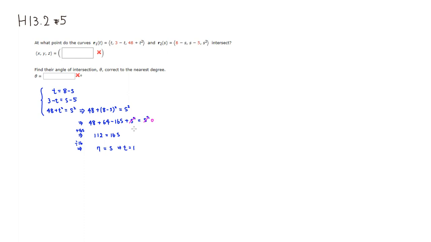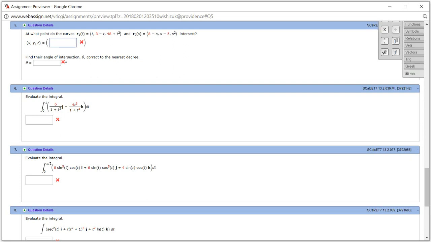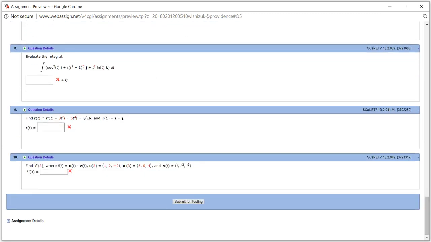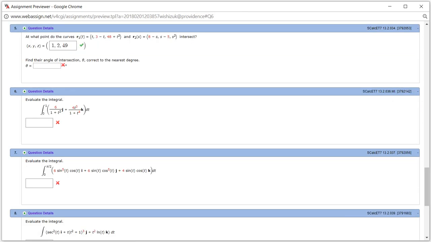So we can use either equation. We didn't really have to, since I already found t, so let's use the first one. The first coordinate is t, so it's 1. Second is 3 minus 1, so it's 2. Third is 48 plus 1 squared, so it's 49. So let's type it in: 1, 2, 49. I'm going to check the answer first. Submit for testing. It came back and looks like we got the point of intersection correctly.